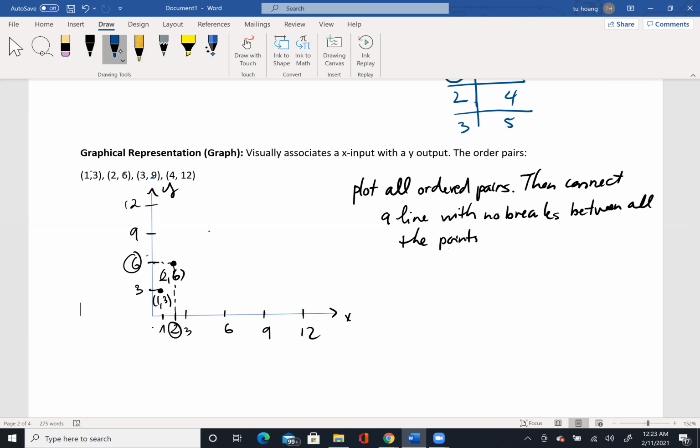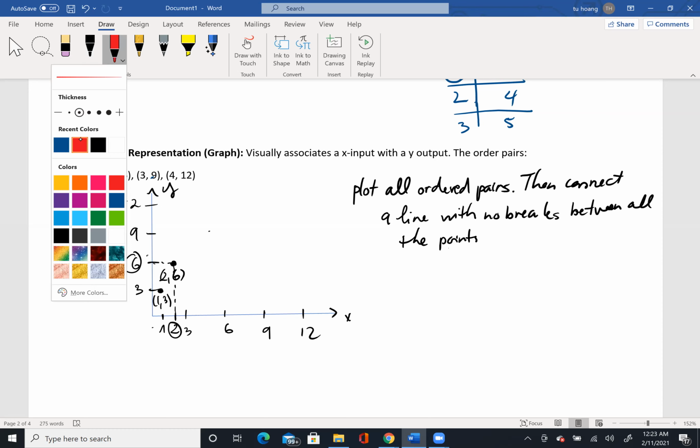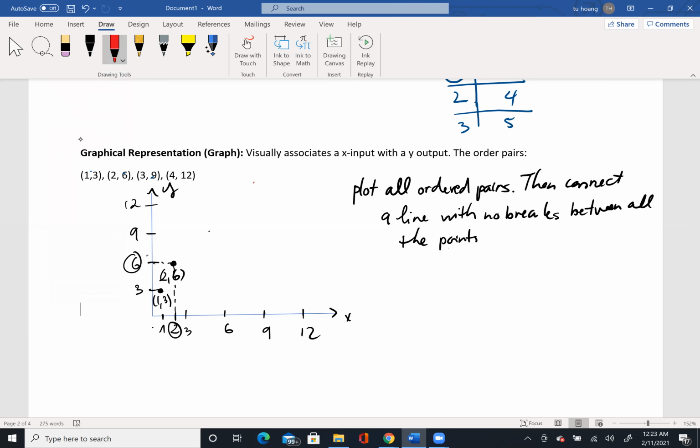Let's use another color for the next one. I have 3 and 9. So start with the value at x equals 3. Draw a vertical line through that 3, and then 9 is the value of y. So draw a horizontal line through that number 9, and the horizontal line intersects with the vertical line at the point, which is 3, 9.